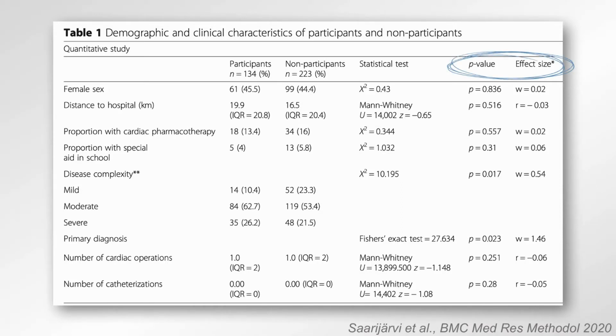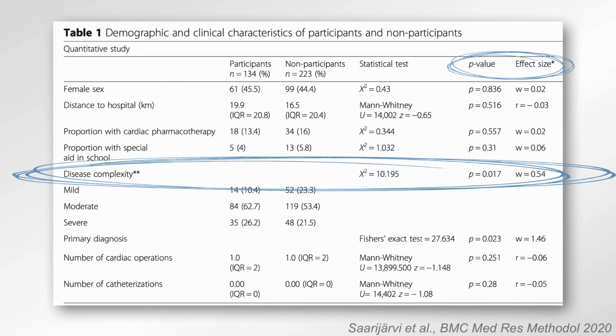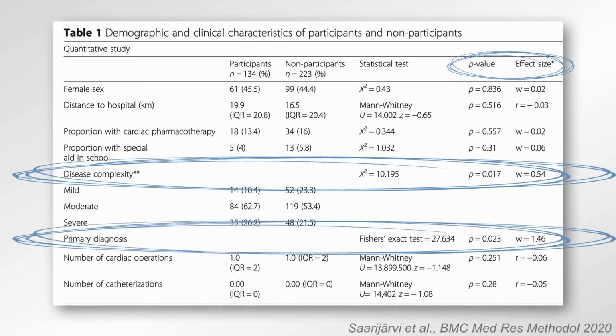We investigated statistically significant differences, but we focused more on the effect sizes because effect sizes are less vulnerable for the size of the sample. And we found in general there were small differences except for disease complexity and the primary diagnosis, the primary heart defect. There was a significant difference here in statistical terms, but also in terms of effect size. It was clear that people with a mild heart defect were less prone to consent to participate in the study than people with a complex heart disease.